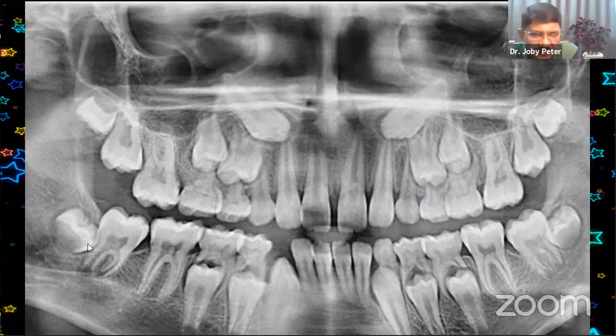See, here is the OPG. The ruler here is OPG. The lateral incisor root tip and the canine are not good.